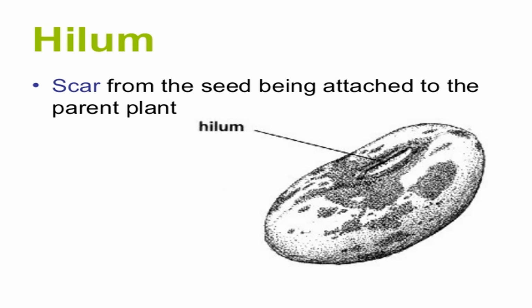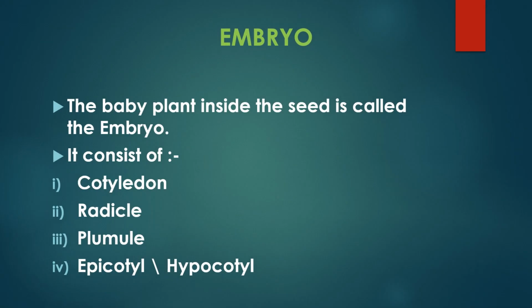Now comes the embryo. This is a major and very important part of the seed. That is the embryo, or the baby plant, through which a new plant will come out. So the baby plant inside the seed is called the embryo. What parts does the embryo have? First of all the cotyledon, then the radicle, plumule, and the epicotyl and the hypocotyl. We have done this in previous slides also, but once again over here.